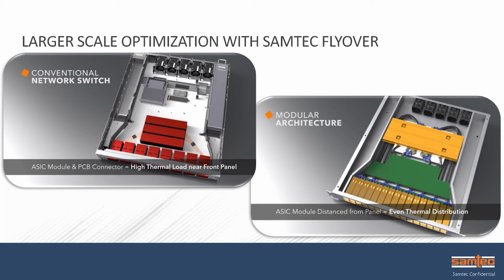What you see on the left side is a conventional network switch where both the ASIC and the front panel connectors are very close together because of the signal loss through the printed circuit board. What we're talking about with Samtec cable flyover solution and the modular architecture is spreading these pieces out. And so the image on the right side is pushing the ASIC farther away from the front panel, closer to the fans, and farther apart from the front panel heat.